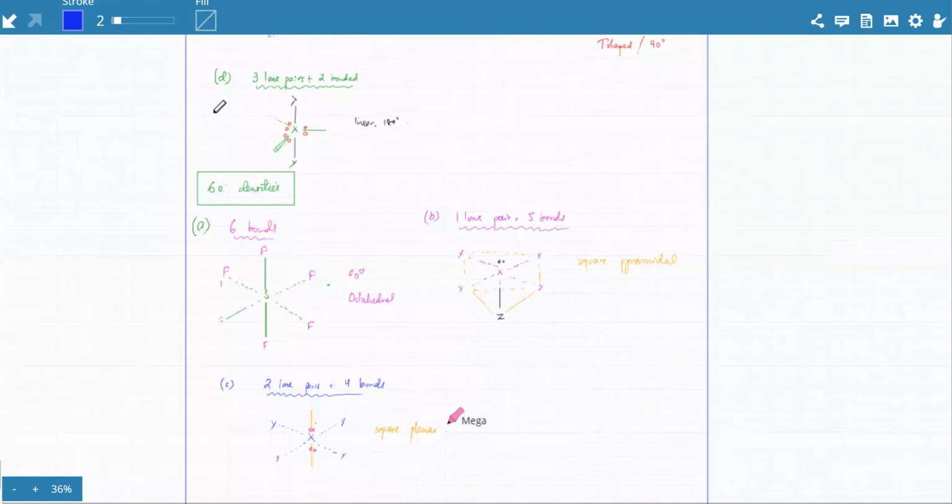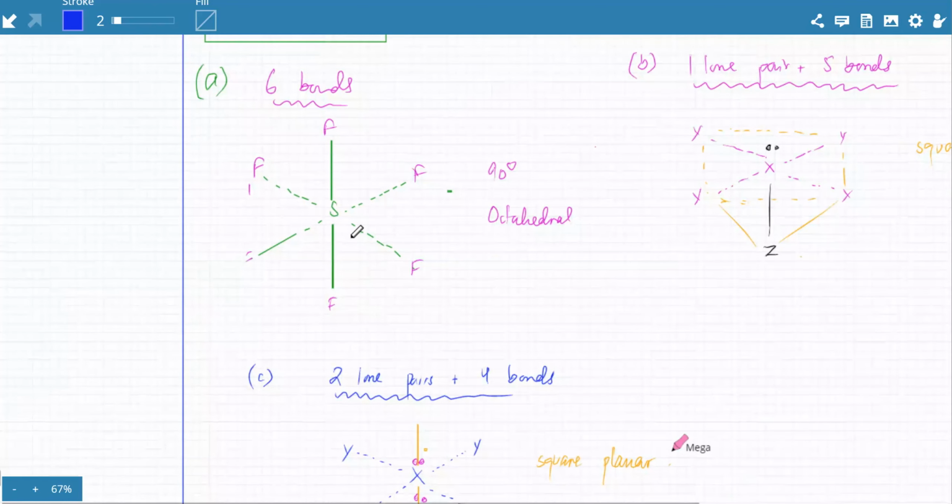And remember that the shape is decided by the central atom. Look at the central atom in a molecule and figure out how many bonds it has. When you're trying to determine the shape, it's always the middle atom that decides what the shape is. The shape of the molecule is not determined by the atoms on the outside.